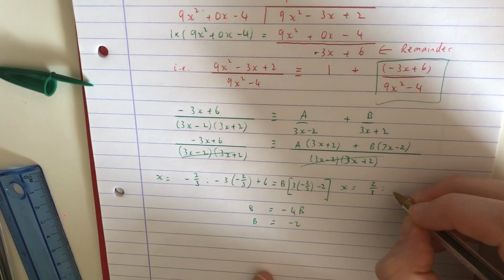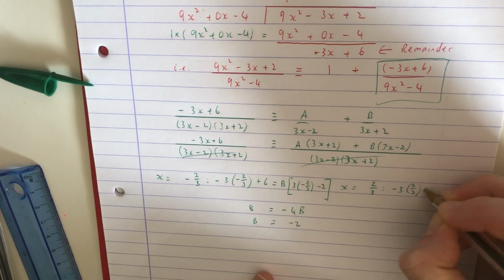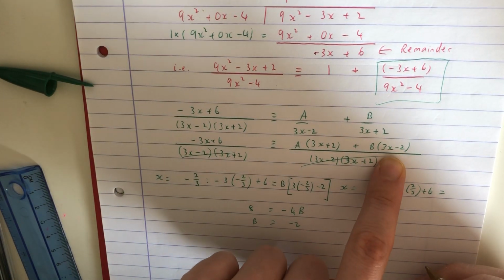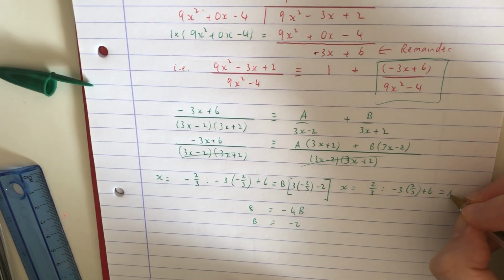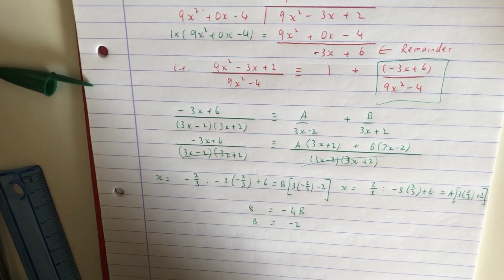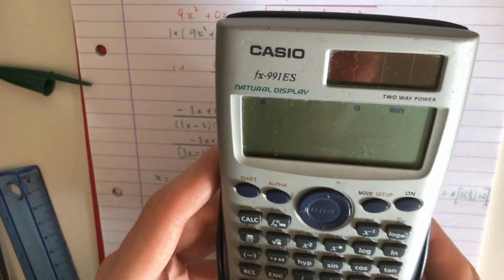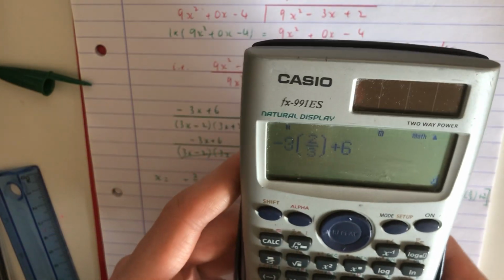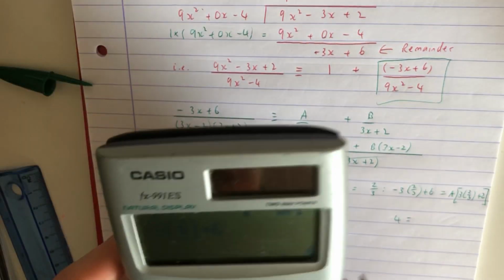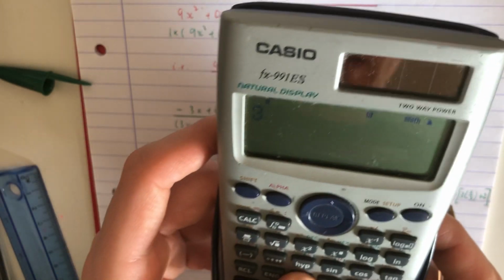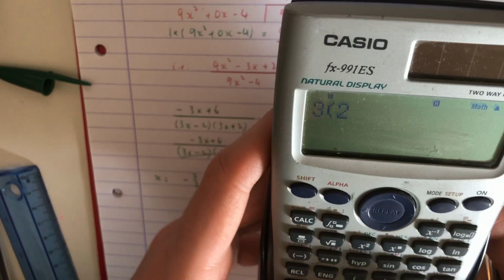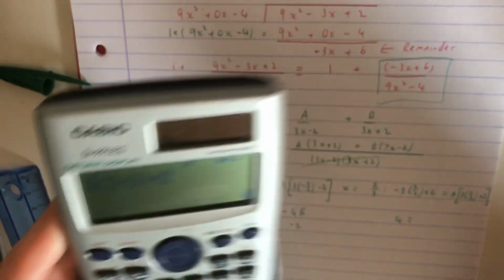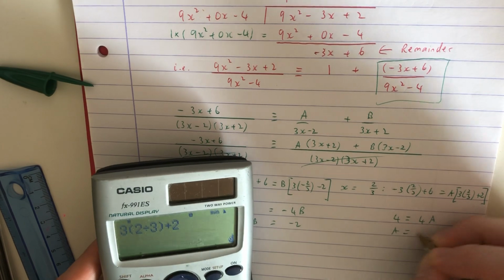Substitute 2/3 in now, you get minus 3(2/3) plus 6 is equal to, the second term disappears now, and you're left with A(3(2/3) plus 2). Simplify that. Minus 3 times positive 2/3 plus 6 gives you 4. And then 3 times 2/3 plus 2 gives you positive 4, to give you A is equal to 1.